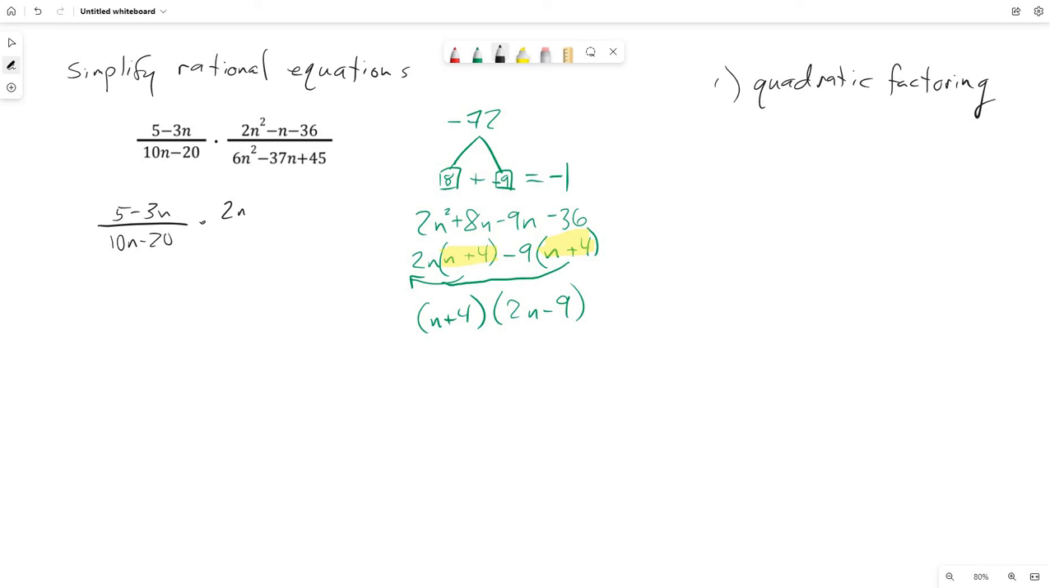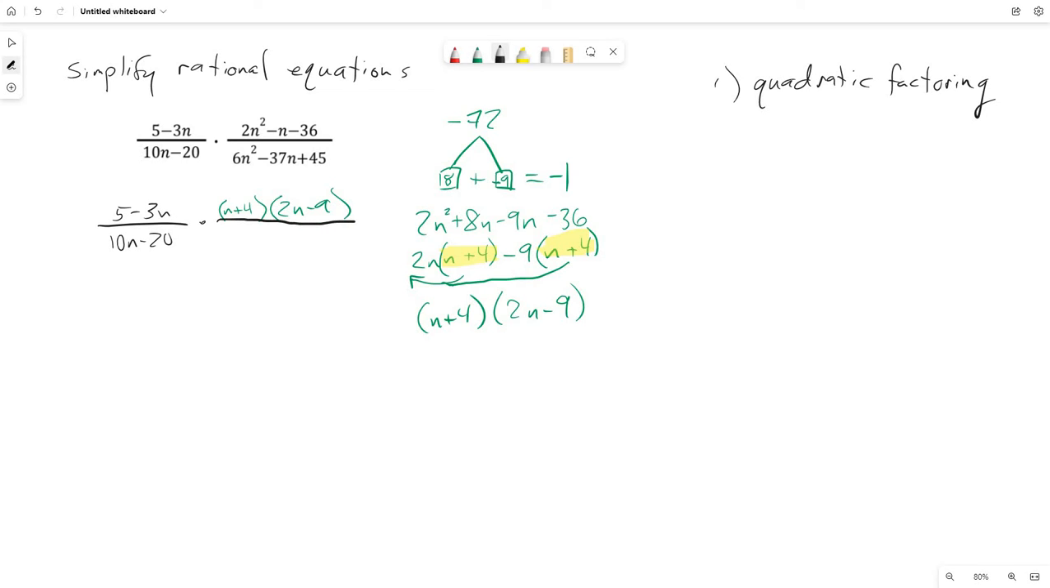Oops, I'm not going to put 2 in anymore. I'll go on and put them in parentheses still. N plus 4 times 2n minus 9. Apologies in advance if any of these are kind of a bit small.